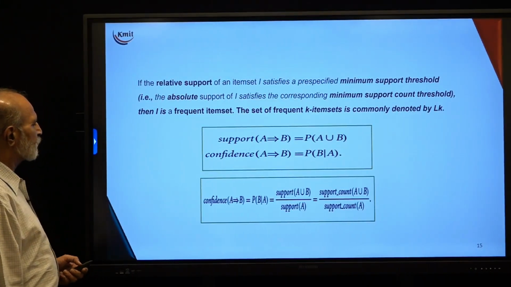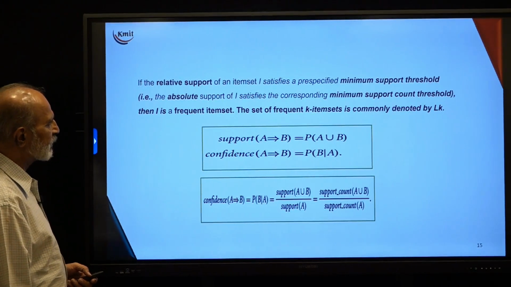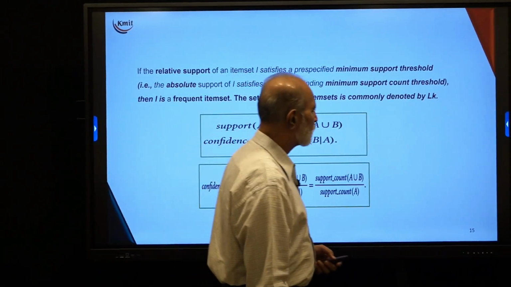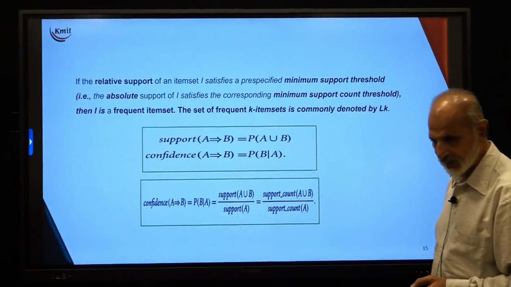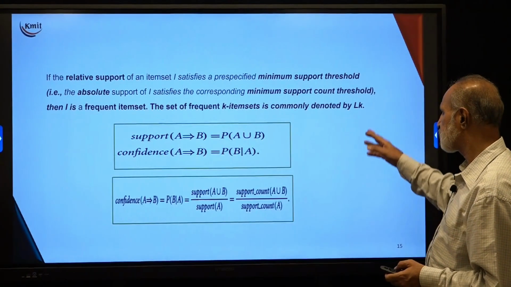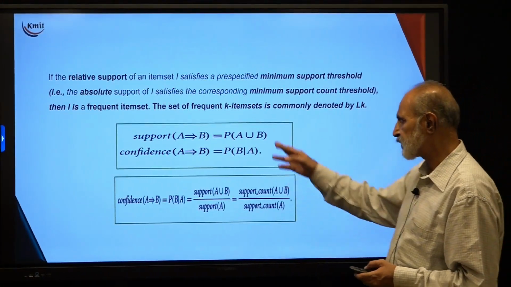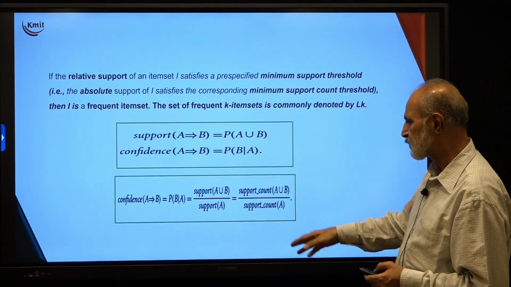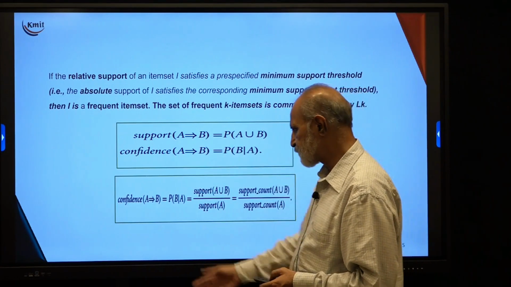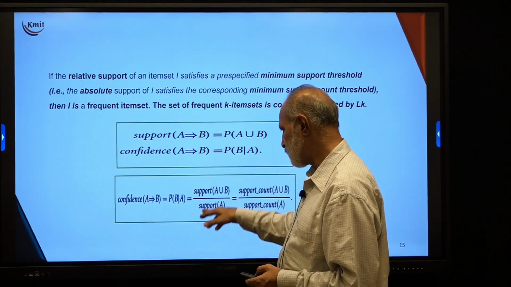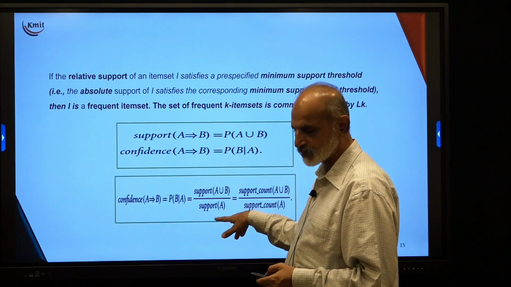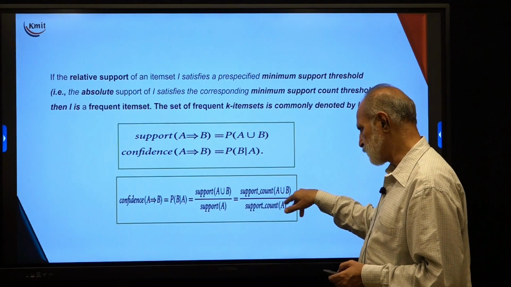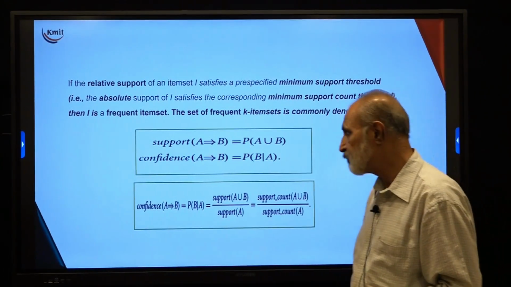The relative support of the itemset I satisfies the prescribed minimum support threshold, that is, the absolute support of I corresponds to the minimum support threshold. In data warehousing and data mining, the frequent itemset is commonly denoted by L_k. So you can see here support and confidence. You can define P of B given A as the support count of A union B divided by the support count of A.